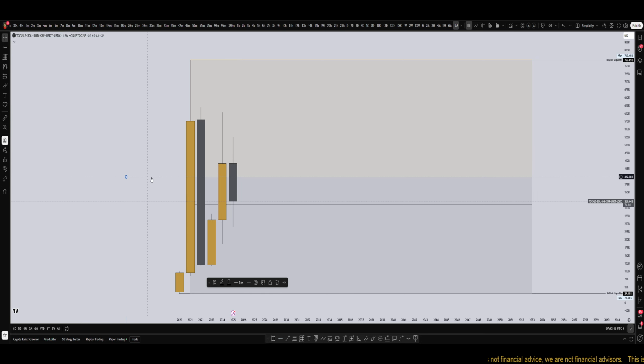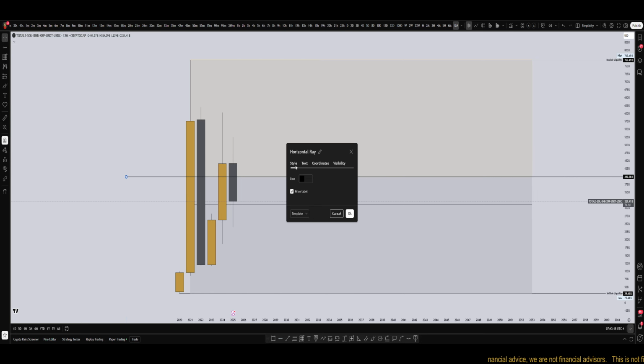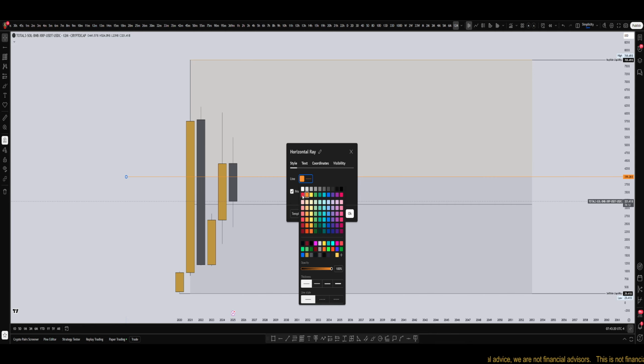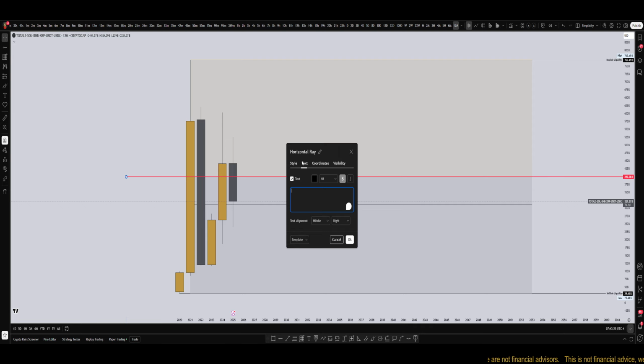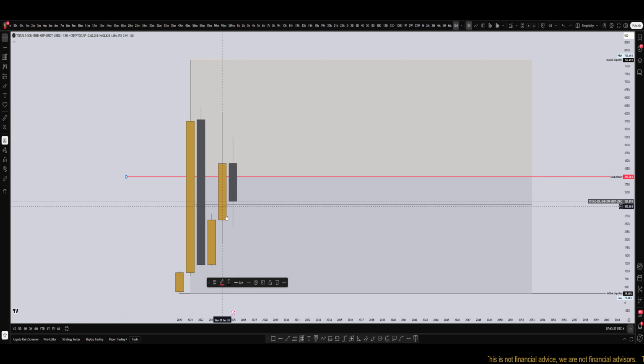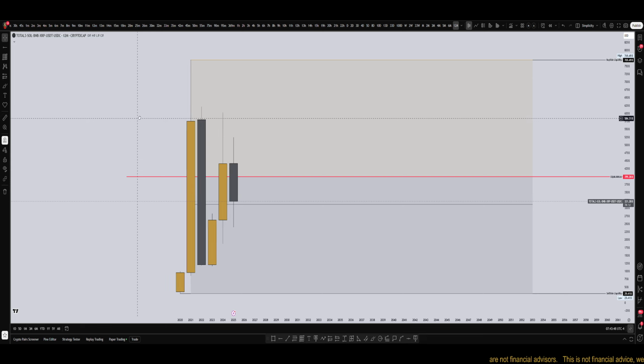The equilibrium point is this one over here. So I want to make this stand out. We're going to make this red, make this a little bit thicker, and we're going to call it equilibrium, because this is what determines, in my opinion, bull markets and bear markets. And even if you keep it simple, what is this? A range. You have premium and discount. So you want to buy when it's at a discount, and you want to sell when it's at a premium. You can see that in January of this year we were at a premium.